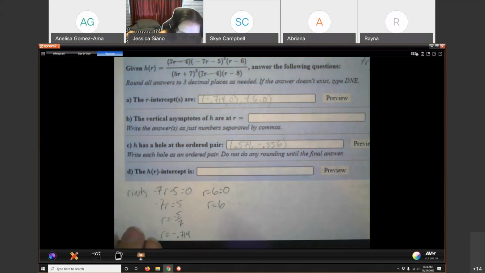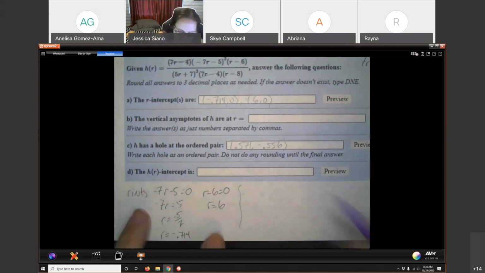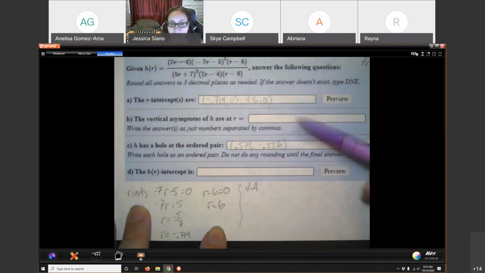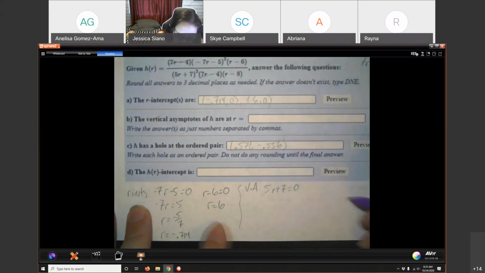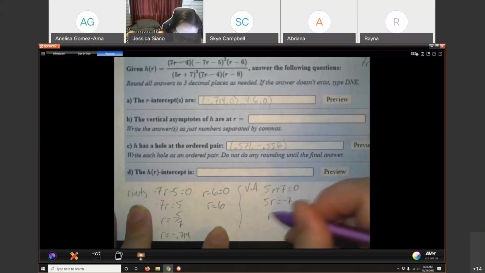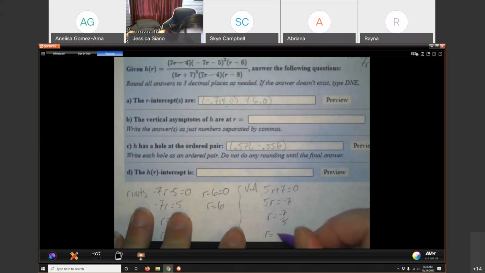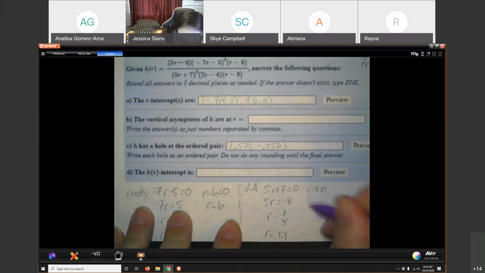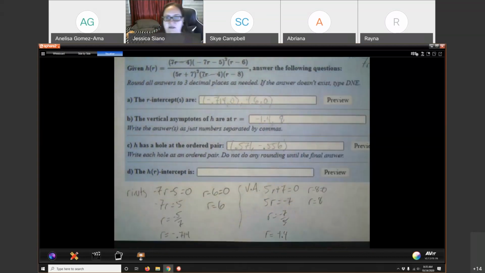Okay. My vertical asymptotes are going to happen at the places where the denominator equals 0. But again, that's going to be after we cancel, because if you included this in your vertical asymptotes, you would be wrong. So vertical asymptotes at 5r plus 7 equals 0. 5r equals -7, r equals -7/5, which is -1.4, and r minus 8 equals 0, so r equals 8. So -1.4 and 8.